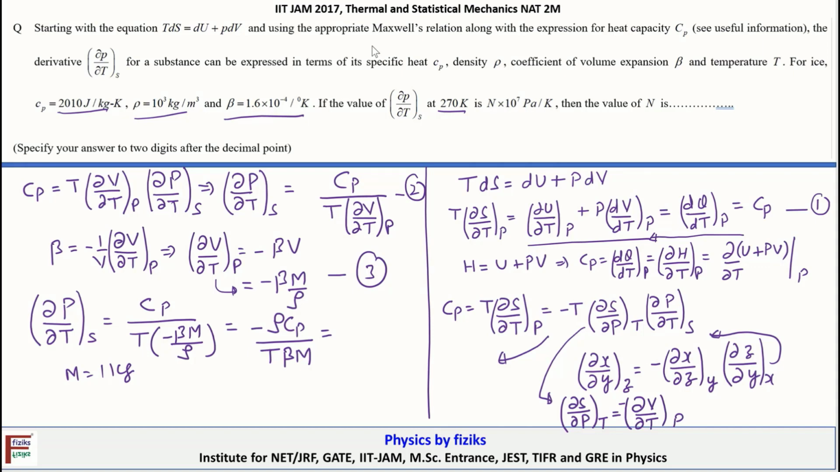turns out to be, if you plug in all these numbers, minus 4.65 into 10 to the power 7 Pascal per Kelvin. What is asked is the value of the pre-multiplier, which is n. So if we just focus on the numerical value, n will be equal to 4.65, and this is the answer when we consider m to be 1 kg.